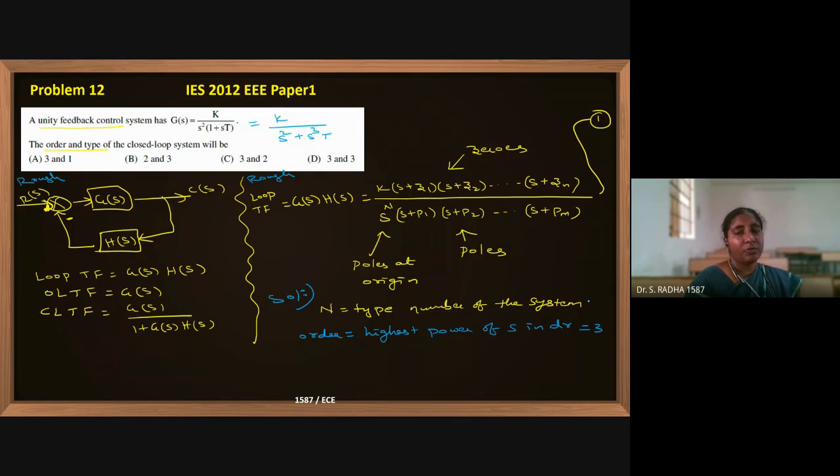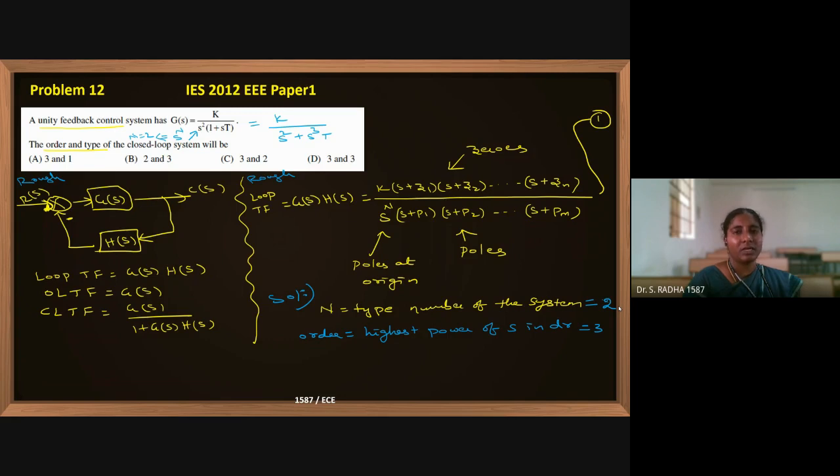Before multiplying, you have a separate s in the denominator, of the form s power N. From here the N value equals 2. So the type number is 2 and the order is 3. I have explained this in detail. You need not memorize equation 1 by heart.